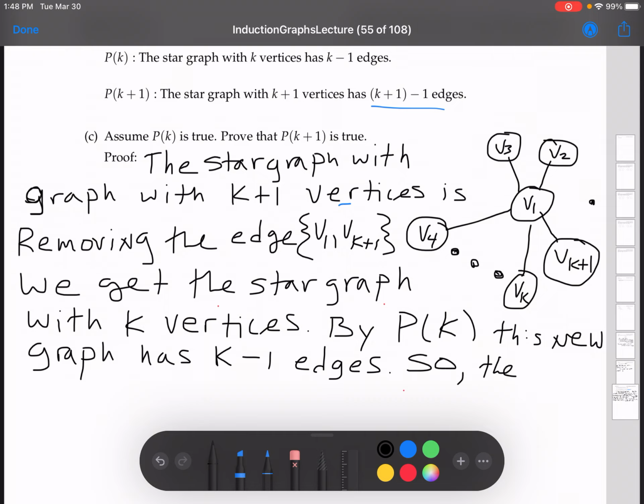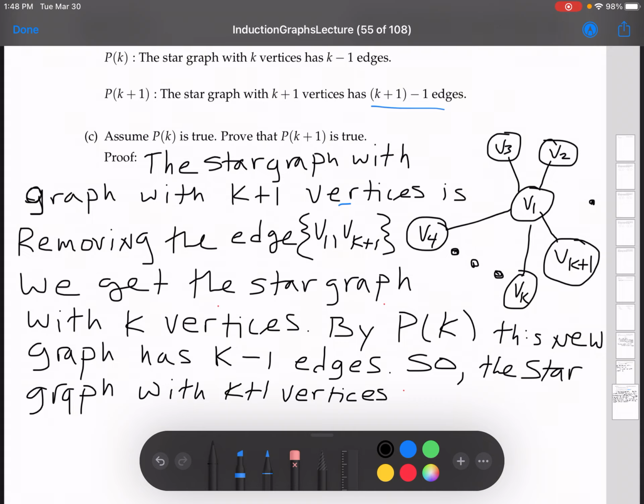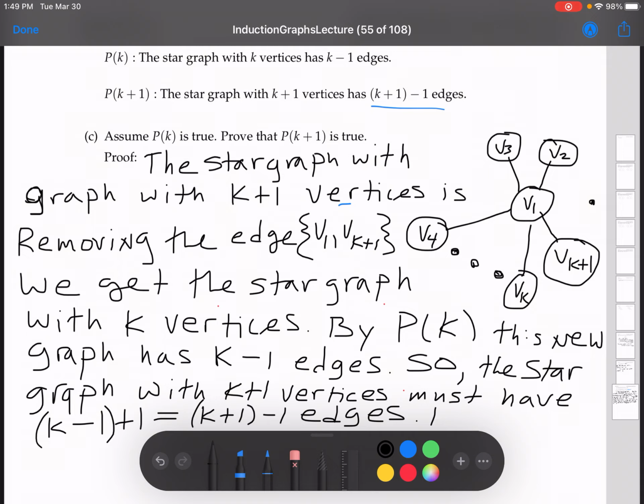So the star graph with k plus 1 vertices must have k minus 1 plus 1, which is equal to k plus 1 minus 1 edges. And that's the proof.